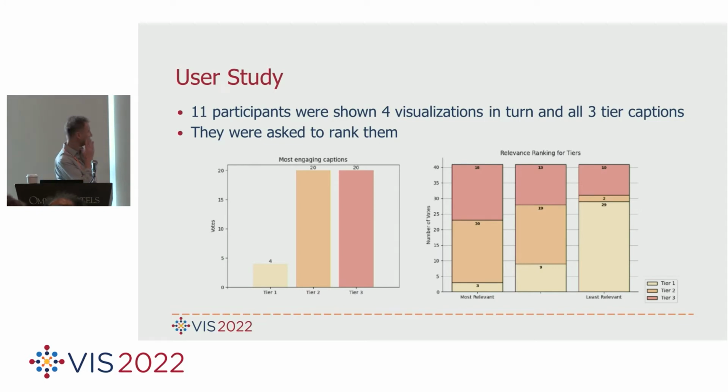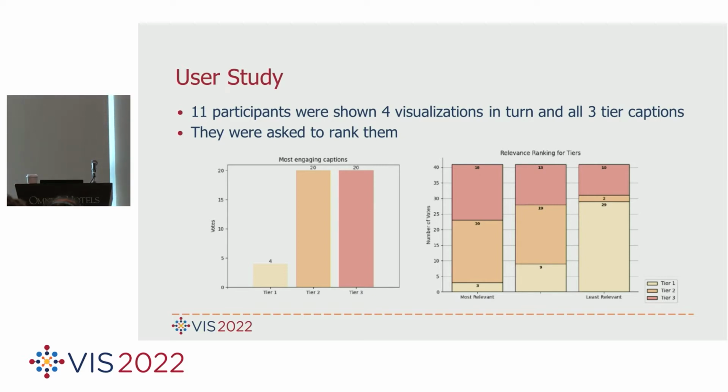Then we did a user study, and we showed 11 participants 4 visualizations in turn, and they saw all 3 tiers. Then they were asked to rank them. We found that tier 2 and tier 3, in terms of engaging, because engaging was our prime hypothesis, so I wanted to see if we can actually get more engaging captions out of them, tier 2 and 3 all ranked the same.